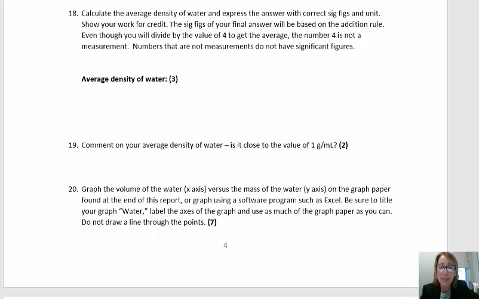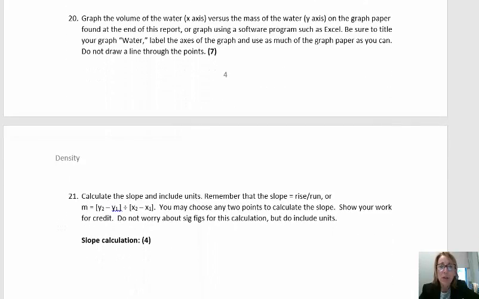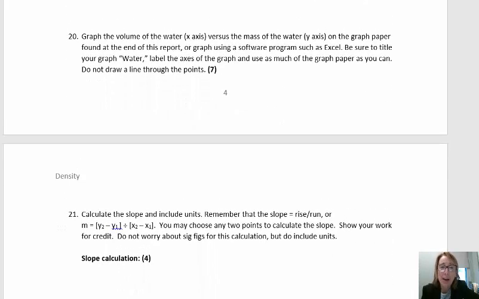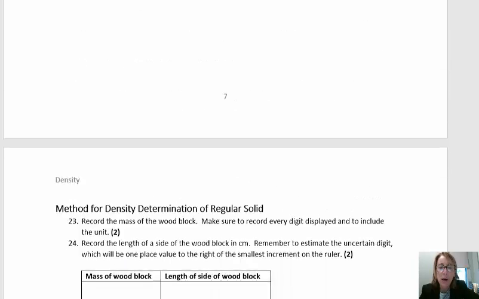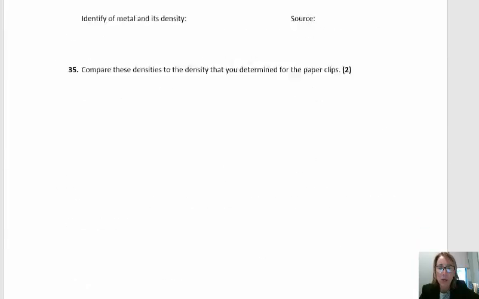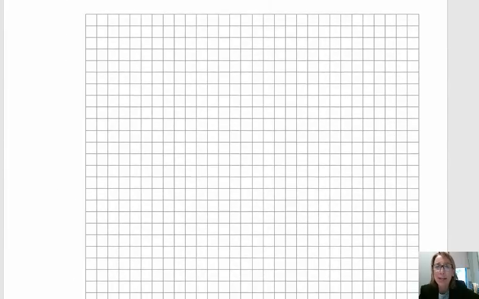of your densities. All right, so this is the first lab where you're actually going to graph some data. So I just want to go over the directions to make sure you're clear about this. You're going to graph the volume of the water, so the milliliters, on the x-axis and the mass on the y-axis. And if you want to, you can use Excel and just upload that. But I also have graph paper here at the end of the lab that you can use.